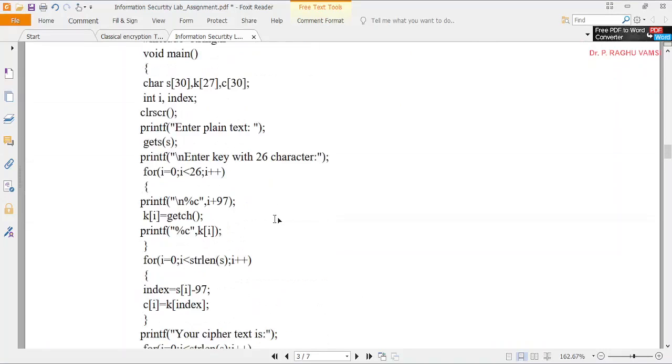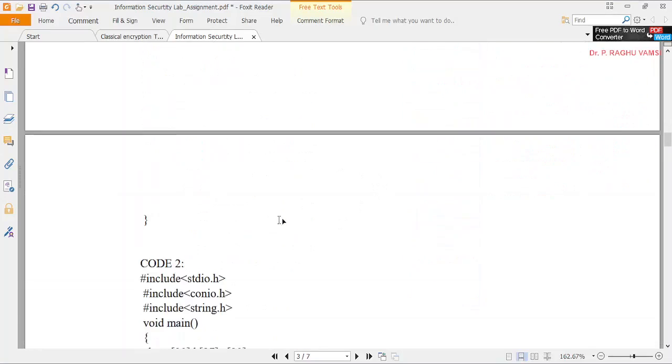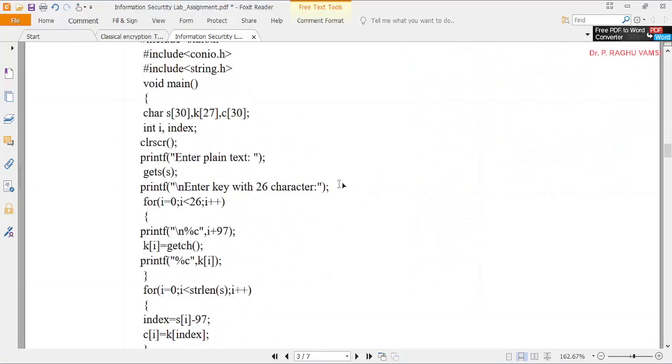Here is the code that you will find. This is the code for encrypting the plain text into the ciphertext. And another program is also given. In the same way, you have to understand what the ciphertext would be for this particular plain text. So let us understand this particular program also. Here you will have the void main, with character s of 30, k of 27, c of 30, and int I, index. Enter plain text.